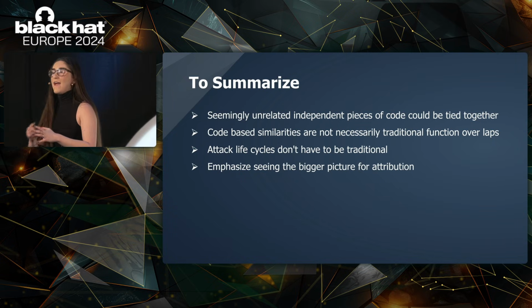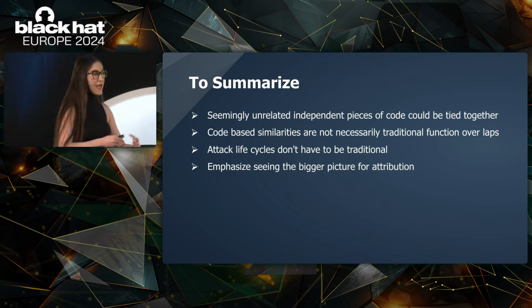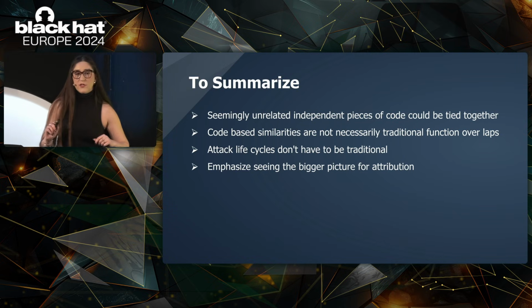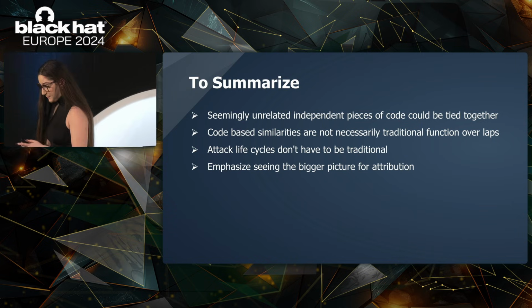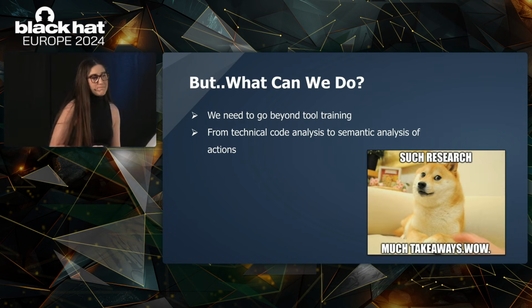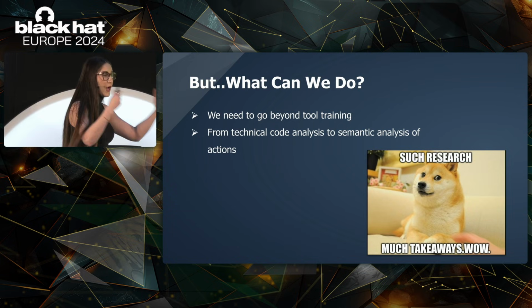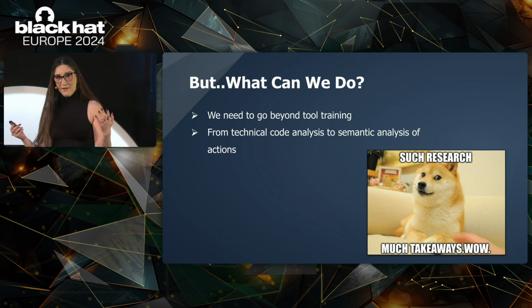And this just emphasizes that when we're discussing attribution questions, it's so important to remember to look at the bigger picture, rather than just independent small technical bits and bytes. And so what can we do moving forward to track and to attribute the next UNC1860s that are already out there?